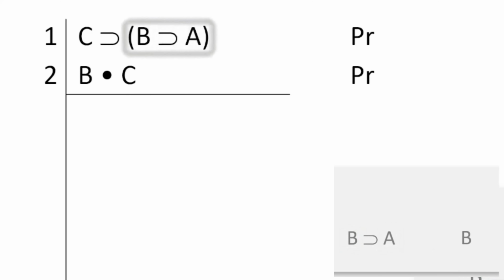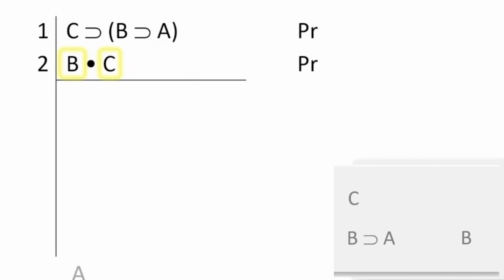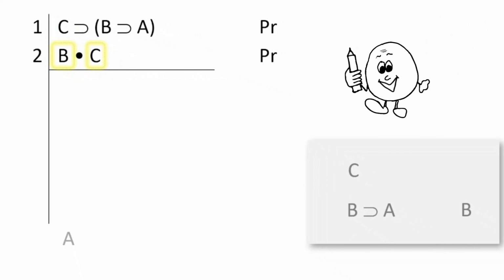If B then A is itself a consequent of a conditional in line 1, we could derive it if we could match the antecedent C. And of course, if you look carefully at premise 2, it contains just what we need. It contains B and C. We can just apply simplification to get those on their own lines. We are ready to go.